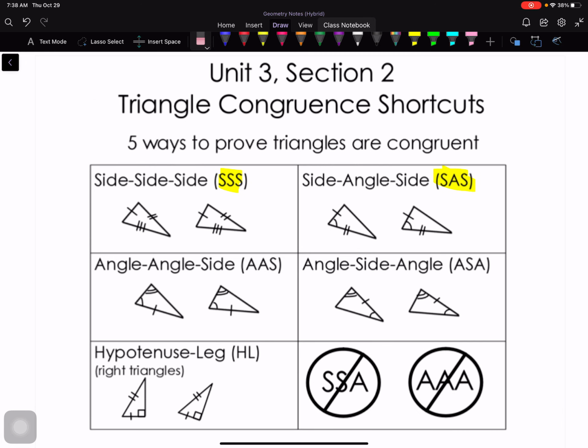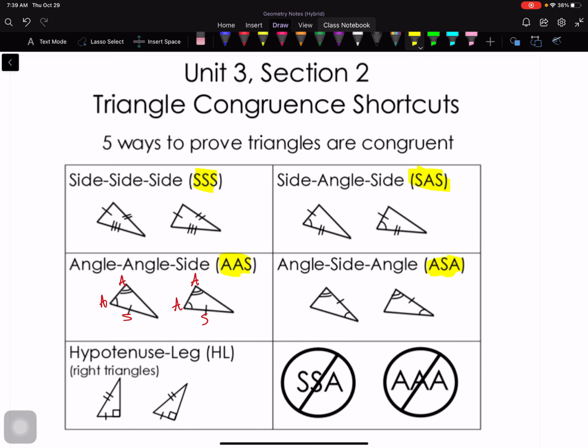The third one is angle, angle, side. So here you just have 2 angles in a row and then a third side kind of right after. So we got angle, angle, side. There's the shortcut AAS for angle, angle, side. We also have angle, side, angle, which is very similar to side, angle, side, of course. But we have an angle, a side in between, and then another angle.